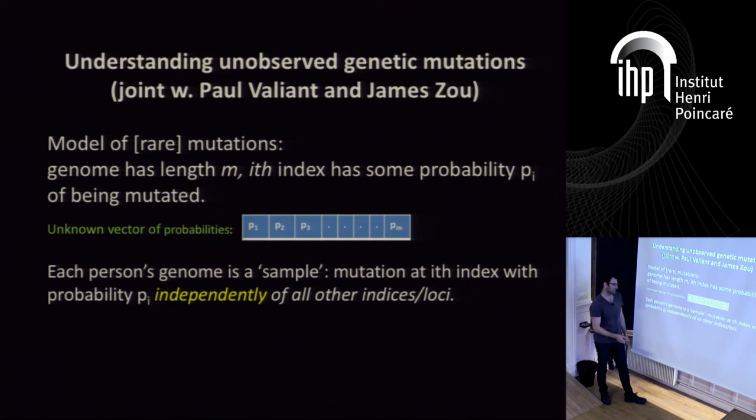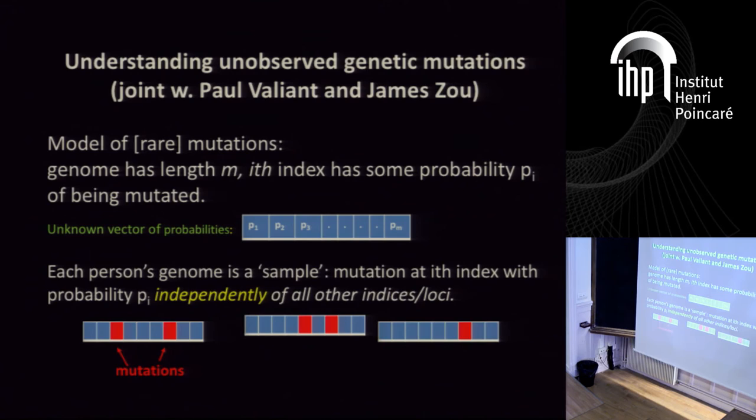And think of each genome as just being sampled as you flip independent coins at each position with the corresponding probabilities, and that tells you which indices you have mutated. Okay. This independence assumption is not true in real life. Surprisingly, it doesn't seem to matter too much. So, right, these are our different individuals, they have different mutations, and they're all obtained independently by flipping these bits.